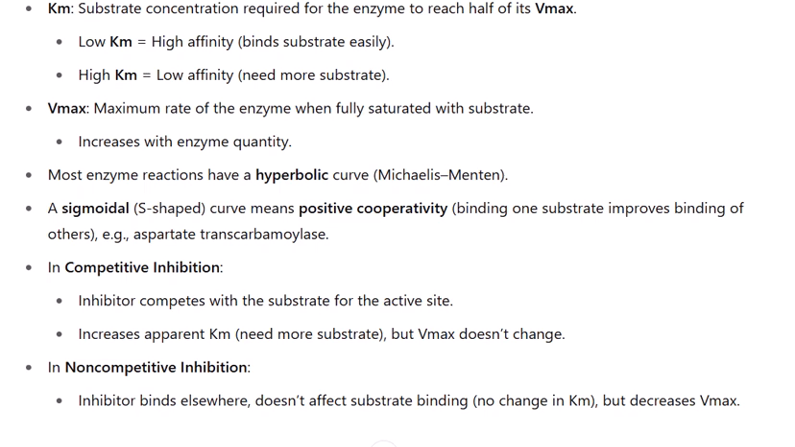A sigmoidal, S-shaped curve means positive cooperativity. Binding one substrate improves binding of others, e.g., aspartate transcarbamylase. In competitive inhibition, inhibitor competes with the substrate for the active site. Increases apparent Km, need more substrate, but Vmax doesn't change. In non-competitive inhibition, inhibitor binds elsewhere, doesn't affect substrate binding, no change in Km, but decreases Vmax.